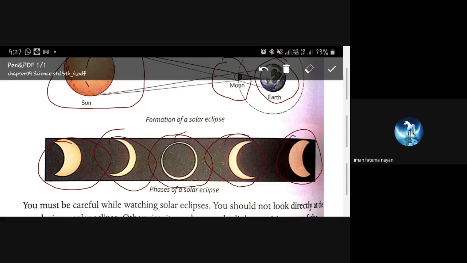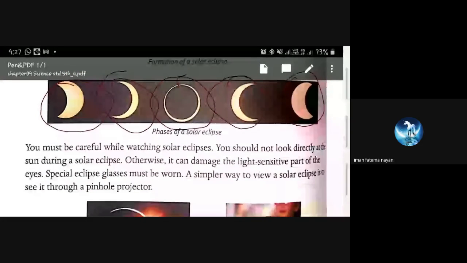As I told you, we call it surya grahan. The moon is coming in between, so we can't see the sun properly. This is called a solar eclipse. Understood? Solar eclipse means surya grahan. You must be careful while watching a solar eclipse.